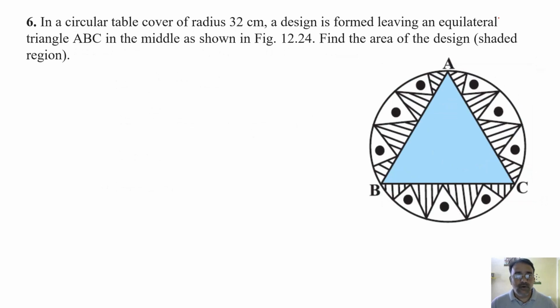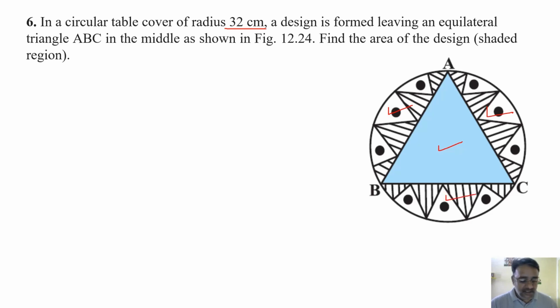No, sir. Okay, now we are moving towards a very important question. In a circular table cover of radius 32 centimeter, a design is formed leaving an equilateral triangle ABC in the middle, this one. We have to find the area of the design. Design means ये वाला design.